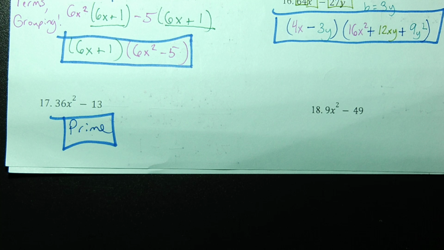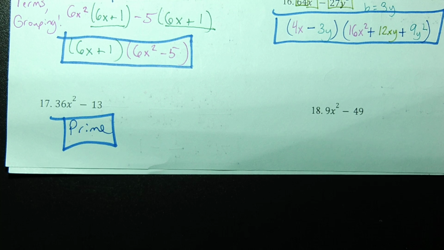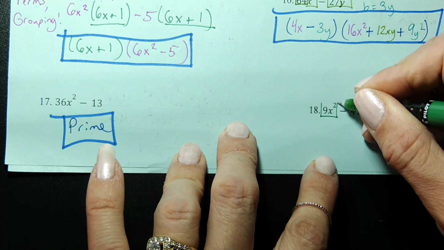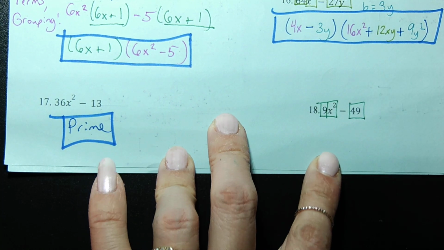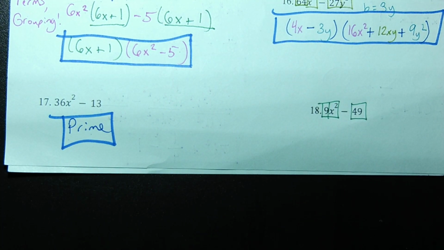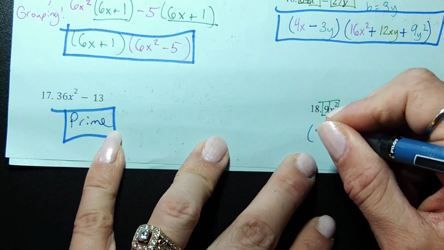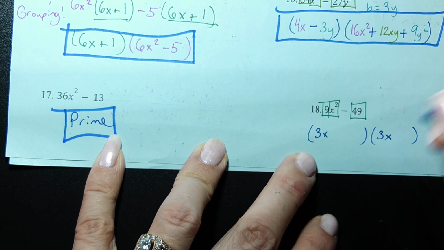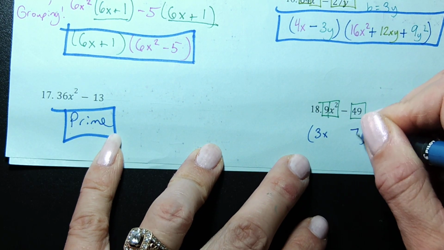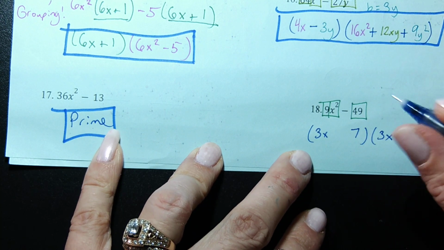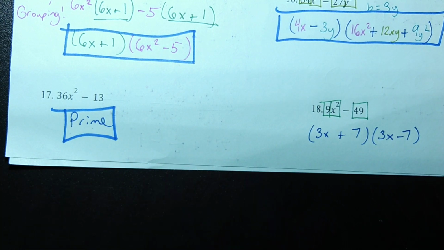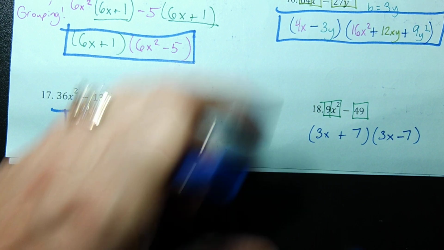What do you do? Check for a GCF. Do we have one? No. It is a quadratic. Anything jumping out at you about 9 and 49? They are both perfect squares. So this is difference of squares. We do the perfect square factors of 9x squared, 3x and 3x. Perfect square factors of 49, 7 and 7. How about the signs? One's minus, one's plus. Order doesn't matter with those because multiplication is commutative.